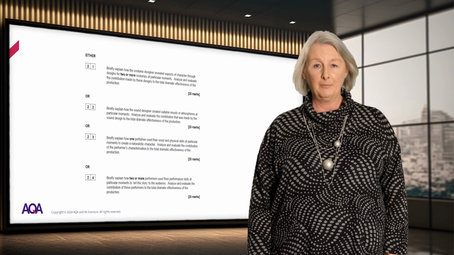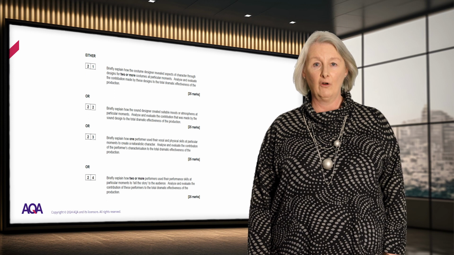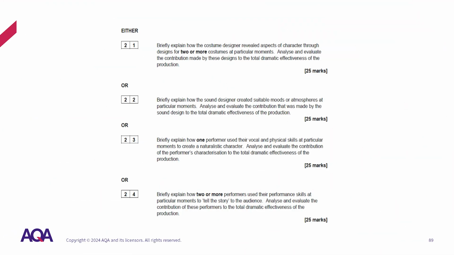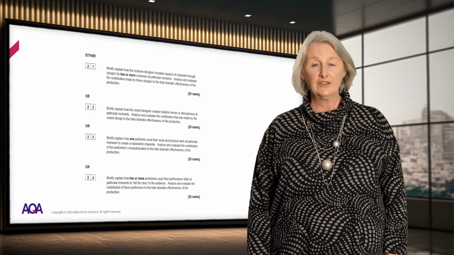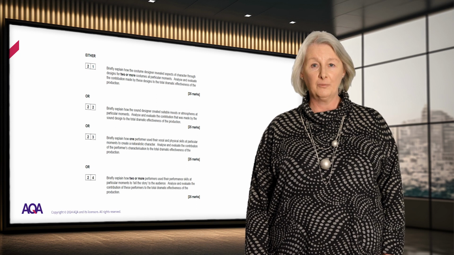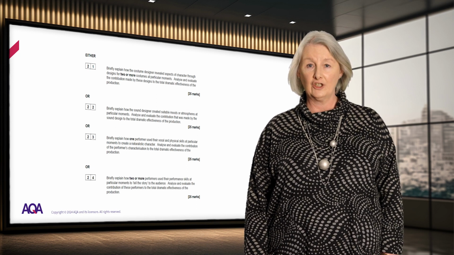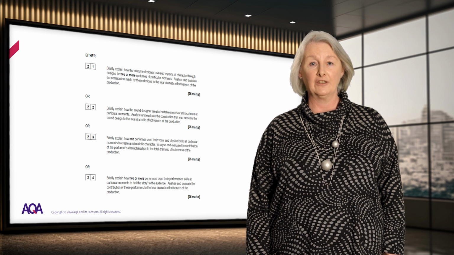As in other sections of the paper, the questions follow a similar structure year on year, with questions asking students to begin by briefly explaining how one performer, or two or more performers, have used their skills to do something specific which forms the focus of the question, or in the case of designers, to briefly explain how a specific design, such as a sound designer, created suitable moods or atmospheres. Students are then asked to analyse and evaluate the contribution, whatever is the focus of the question, has made to the total dramatic effectiveness of the production.